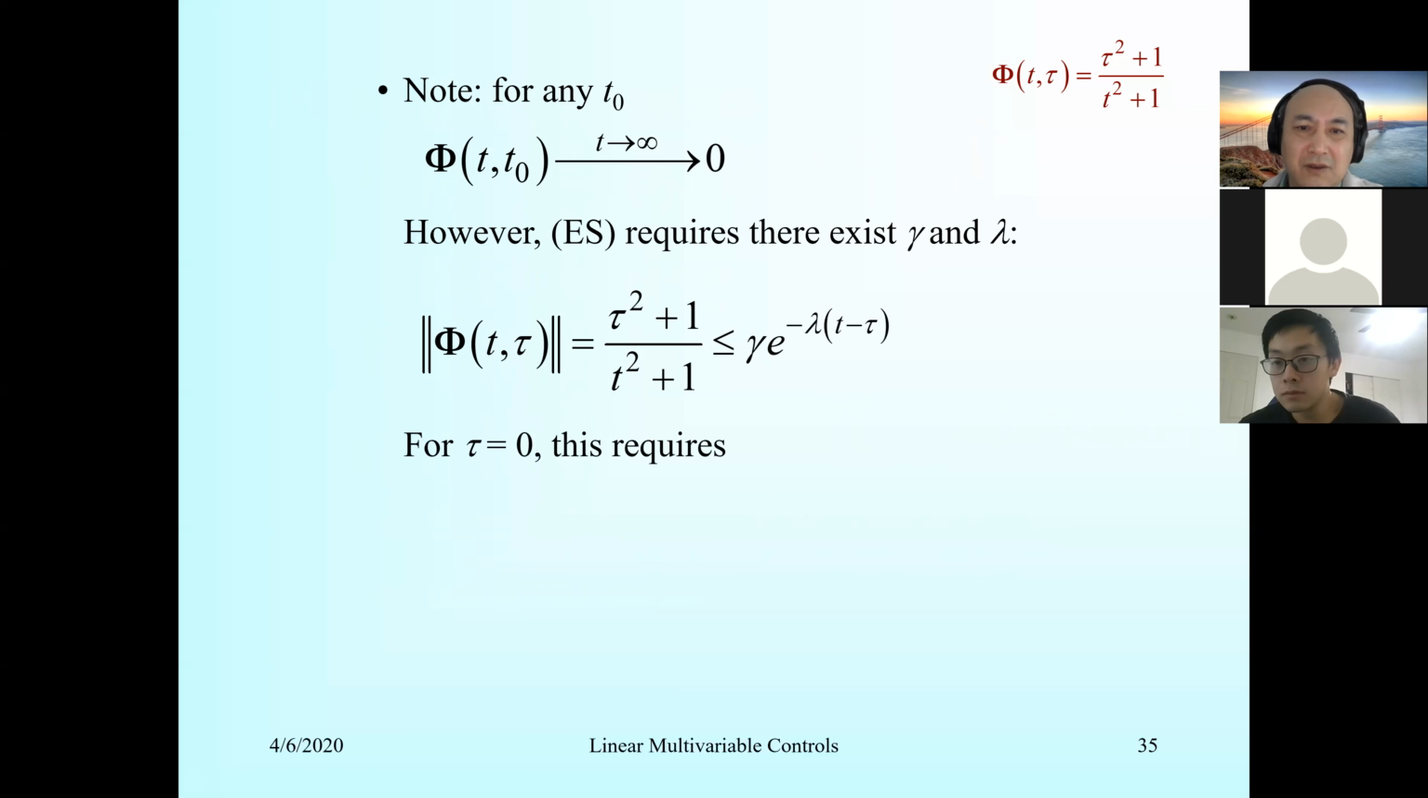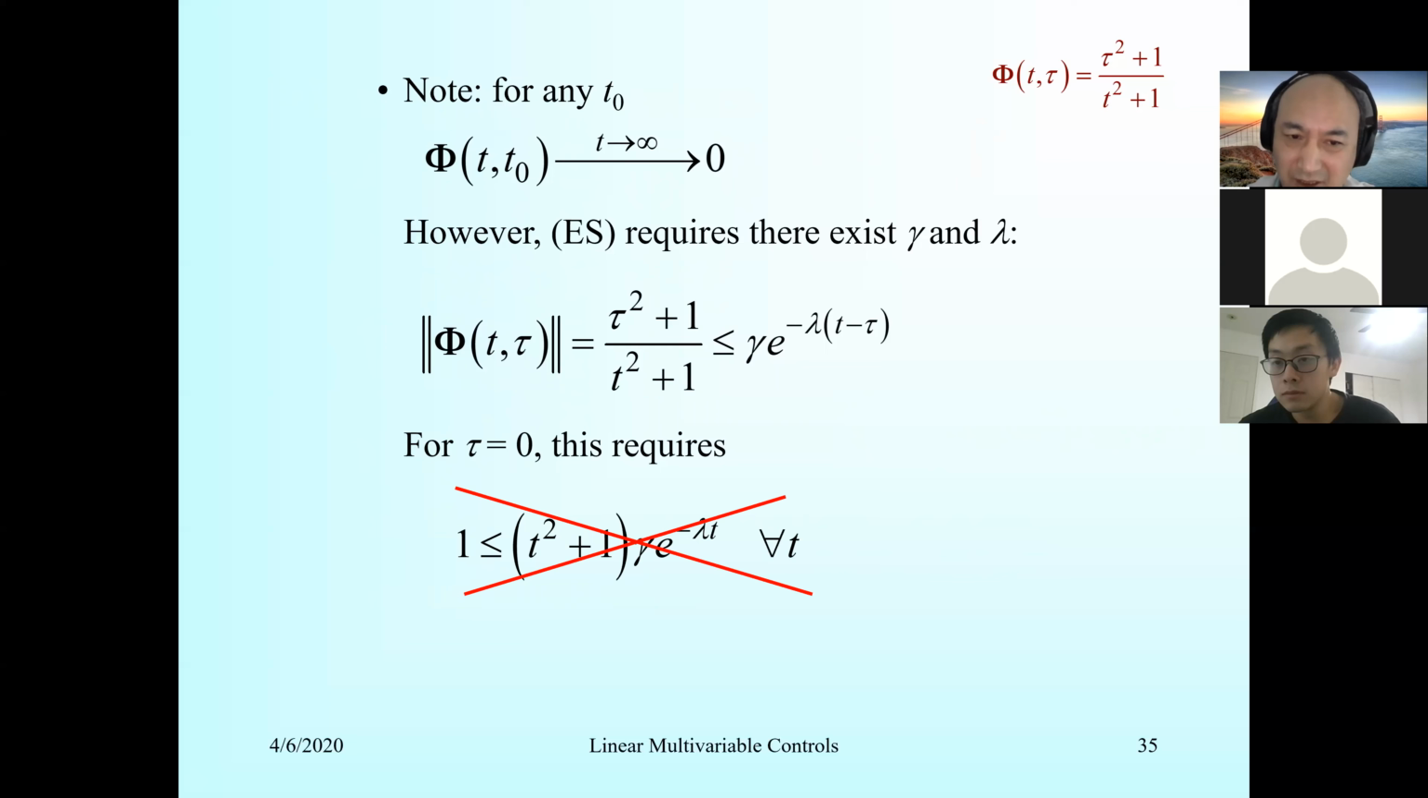So let's say tau is 0. That requires this to be true for all t, and obviously it's not possible. So that means the system cannot be exponentially stable.